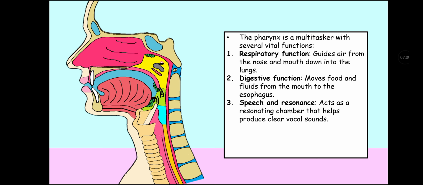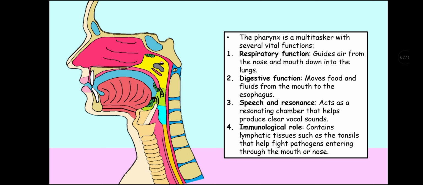Third, speech and resonance, as it acts as a resonating chamber that helps produce clear vocal sound. Fourth, immunological roles, as it contains lymphatic tissue such as tonsils that help fight pathogens entering through the mouth or nose. So these are the functions of the pharynx.